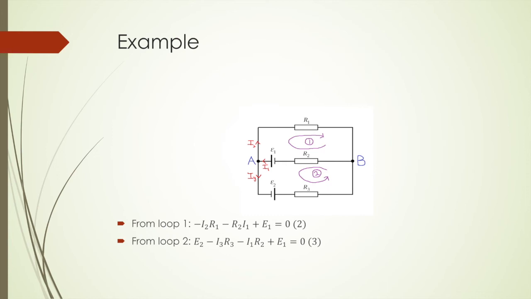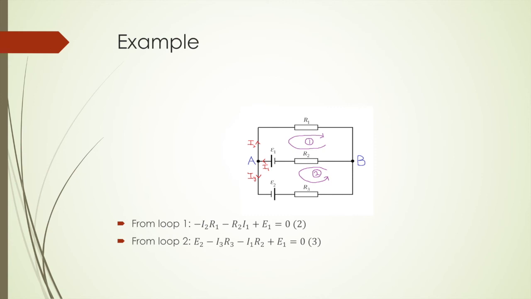Similarly, let's start from A and go downwards, counterclockwise, following the loop. Again, we follow I3 because that's the direction of our counterclockwise loop. We reach E2, that's negative to positive, so that's positive E2. We go to R3, and that's a potential drop, so negative I3 multiplied by R3.